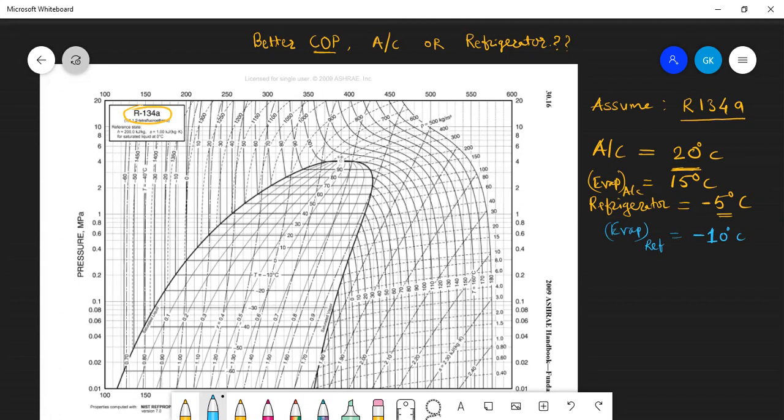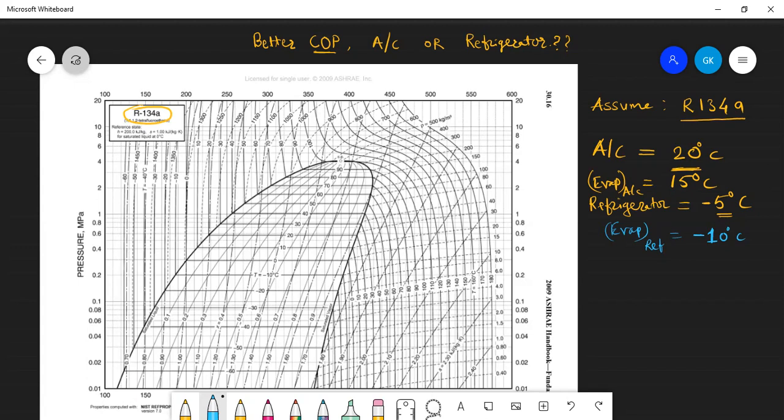Okay, these are the assumptions. The values may differ. Maybe the actual evaporator temperature is around minus 7 or minus 8 degrees Celsius. For AC, the actual evaporator coil temperature may be around 12 or 13 degrees Celsius also. Actually, the AC temperature is much higher, but we are optimistic that we are maintaining 20 degrees Celsius. So these are the temperatures.